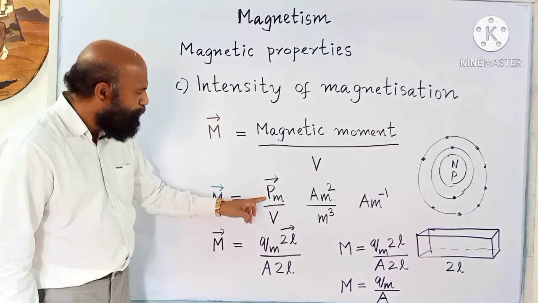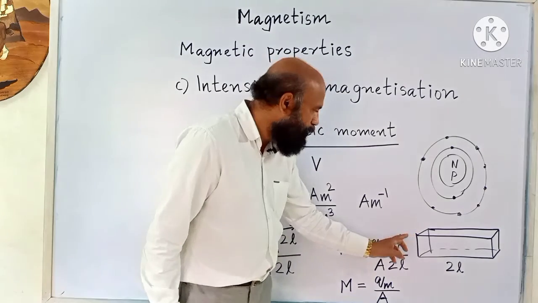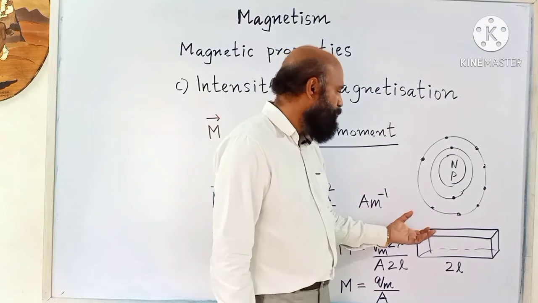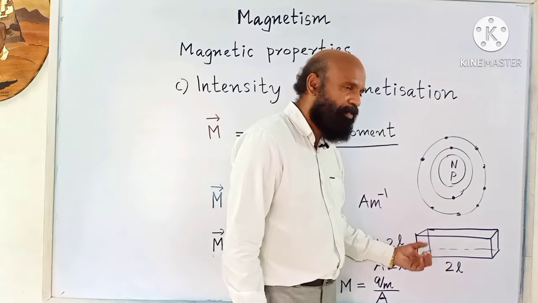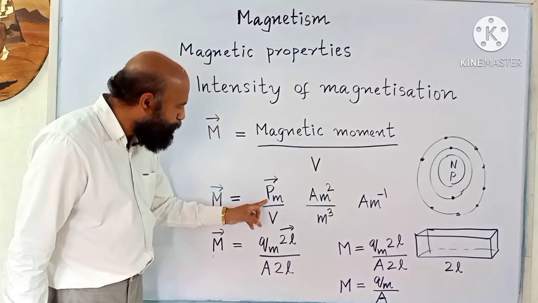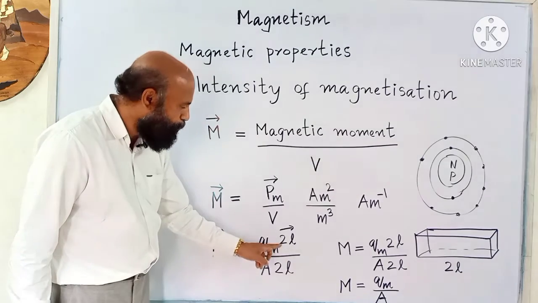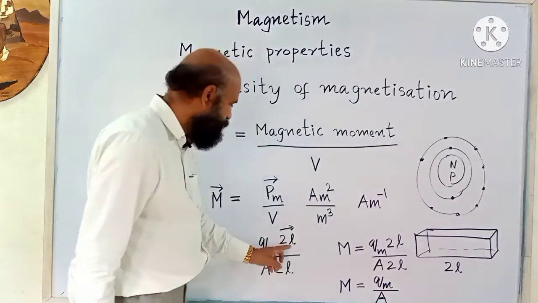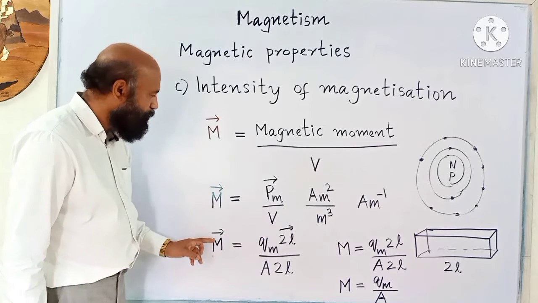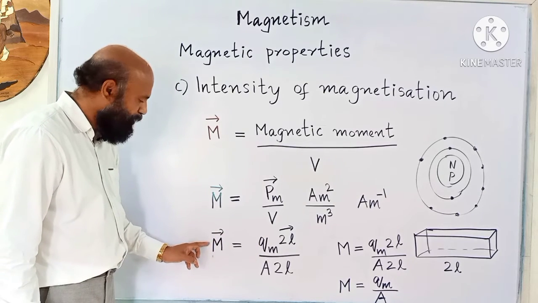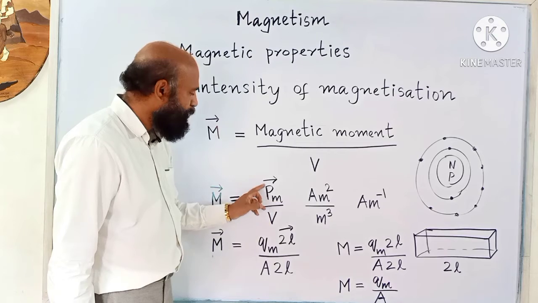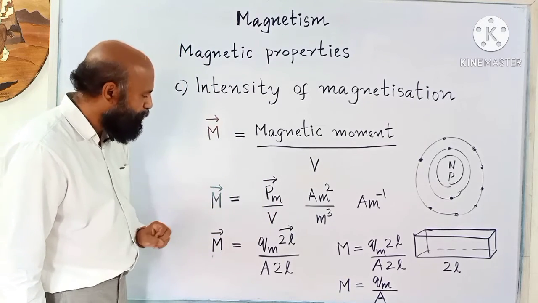Then for a bar magnet, if a specimen is kept in a magnetic field, it will be magnetized. For example, iron is kept in a magnetizing field, so it will become a magnet. Now, magnetic moment is pole strength multiplied by the length of the magnet, so 2L vector. So magnetic moment is a vector quantity. Then this is intensity of magnetization. Here this M stands for intensity of magnetization. Then this Pm vector stands for magnetic moment.